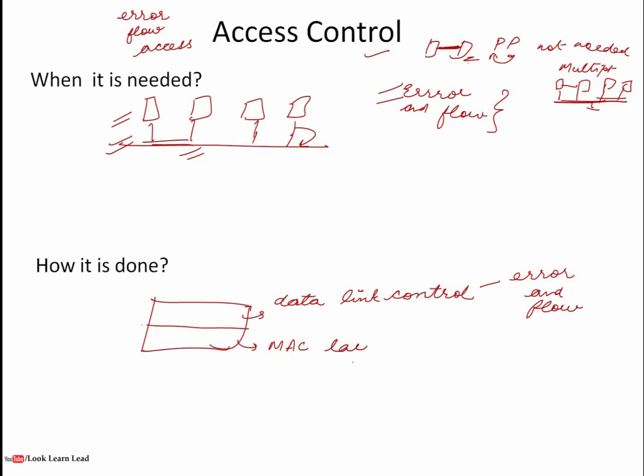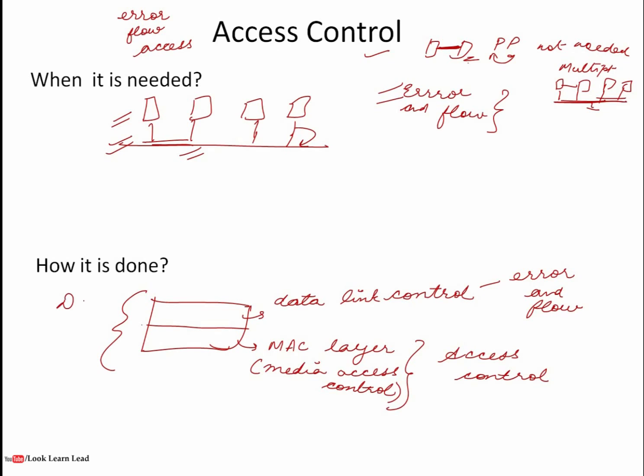And the lower layer is known as the MAC layer, that is, the media access control layer, and this layer is responsible for access control. So what we have done is we have divided our whole data link layer into two parts, that is data link control and the MAC layer.